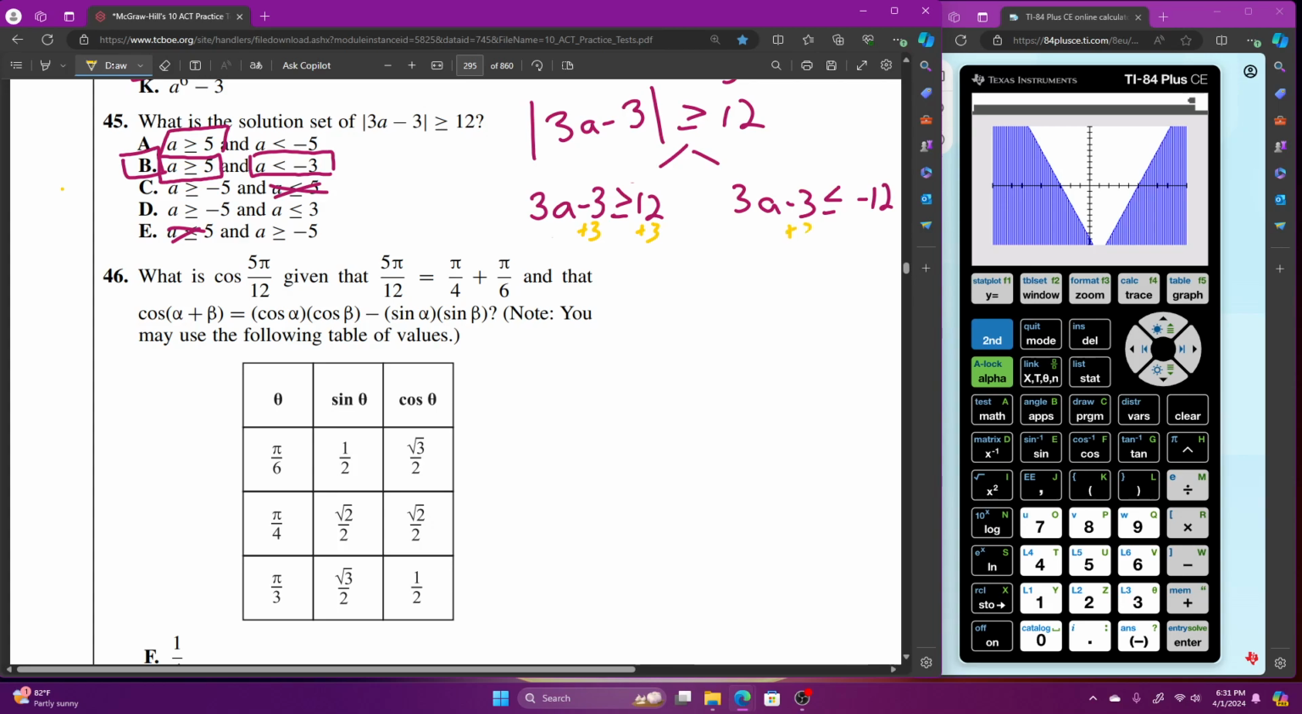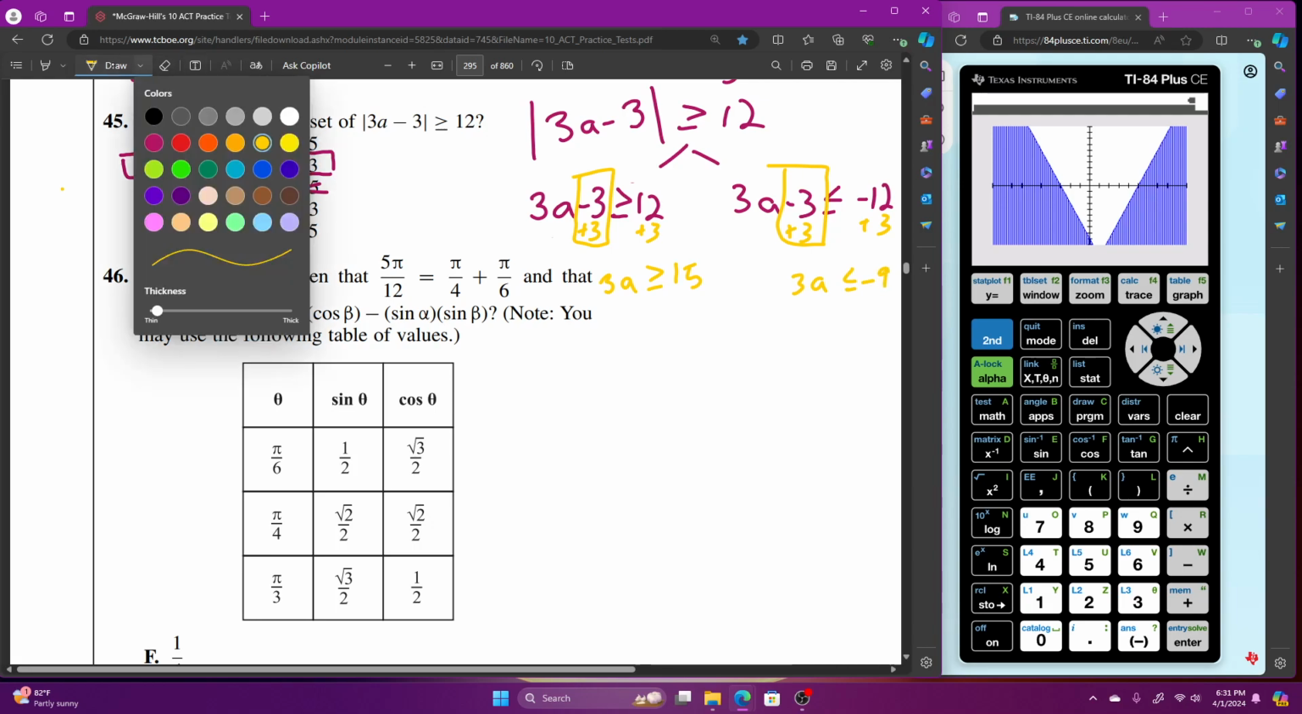And now add 3 to both sides of the inequalities. And it's the same thing over here, to get these 3's to cancel to 0. That gives you 3a is greater than or equal to 15, and 3a is less than or equal to negative 9. Now divide everything by 3.